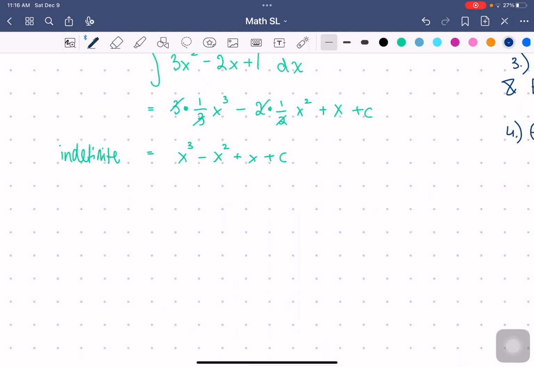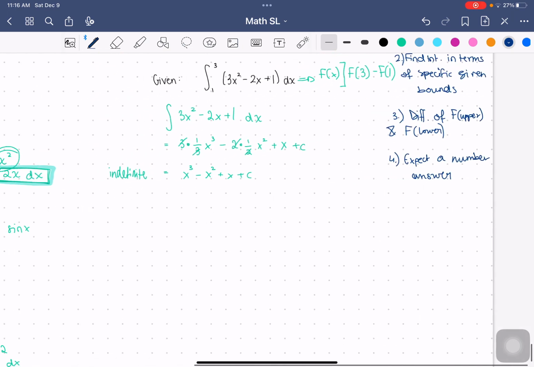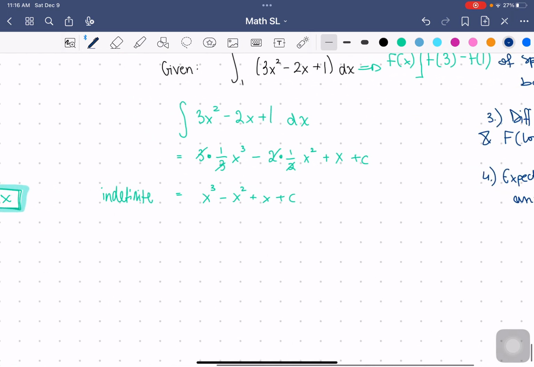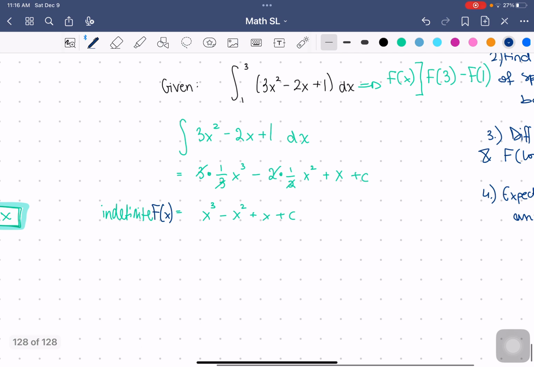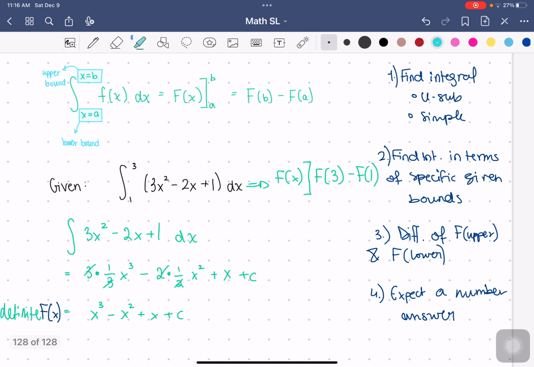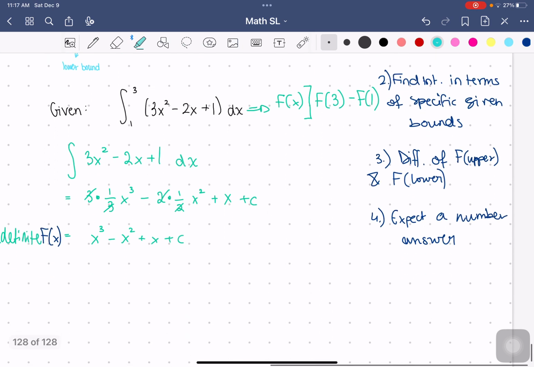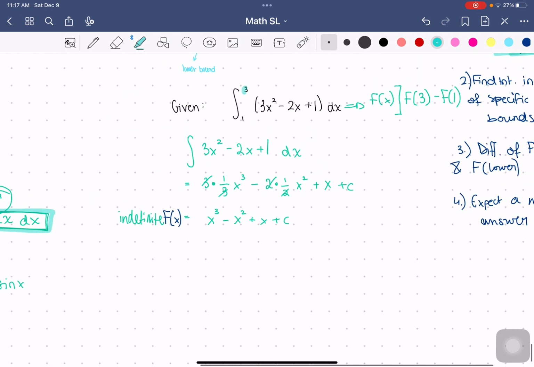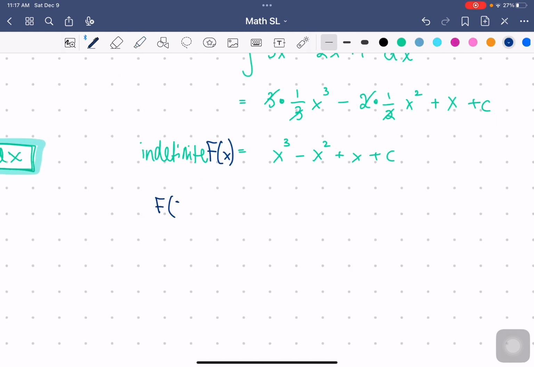But now, when we want to put the specific values in, let's say this is F of x. Capital F is for the integral. We finished step 1, which is just finding the integral. Now we have to find the integral in terms of specific given bounds. Our specific given bounds were 3 and 1. So now I'm going to find F of 3 minus F of 1.